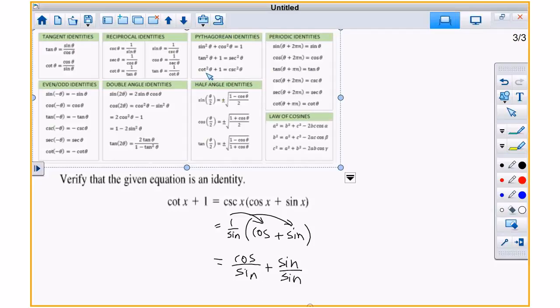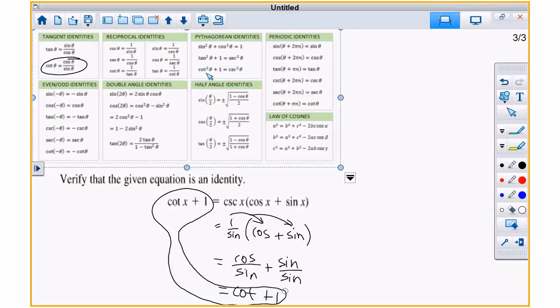And what's cosine over sine? Cosine over sine is what? Cotangent. And what's sine over sine? And that's how you do it. Now let's go the other way. See if you can verify.